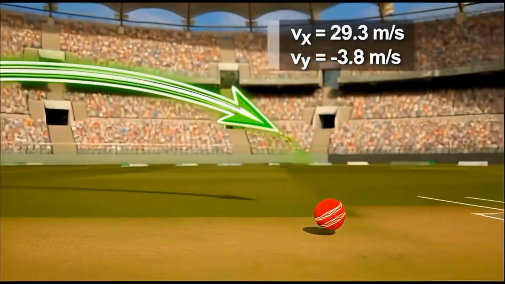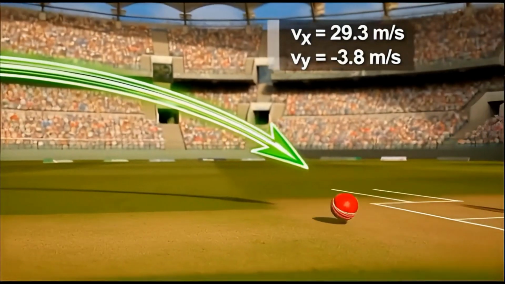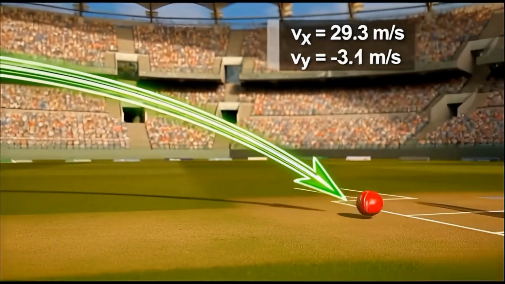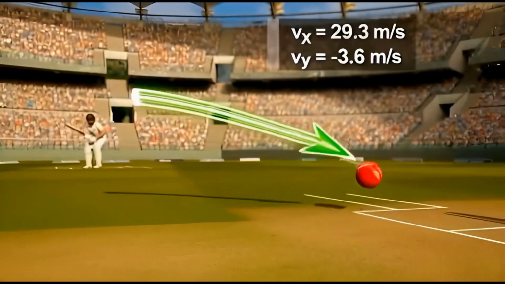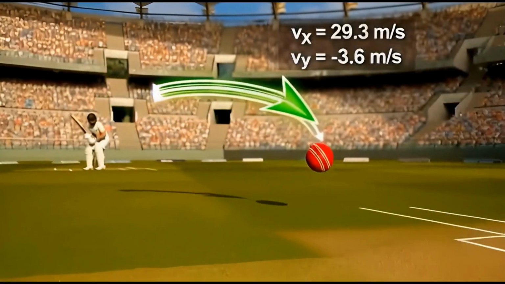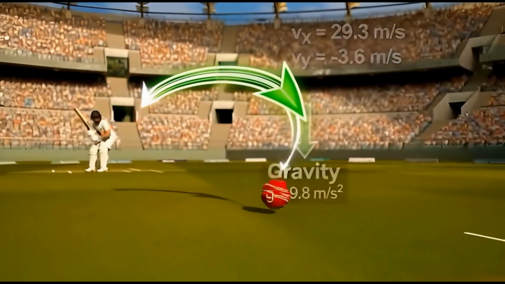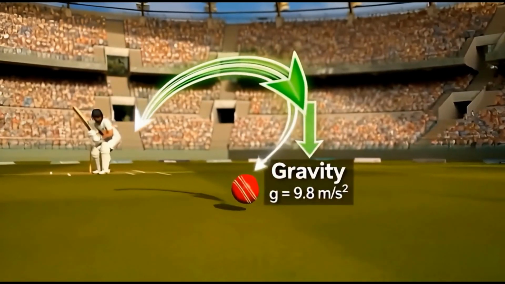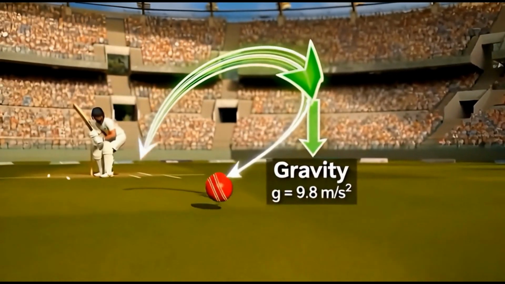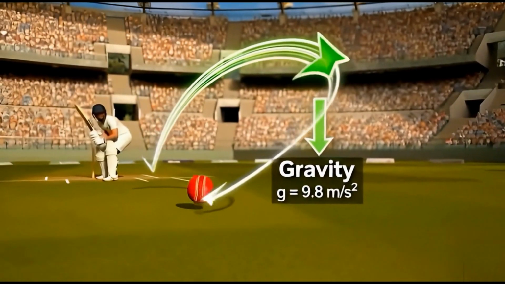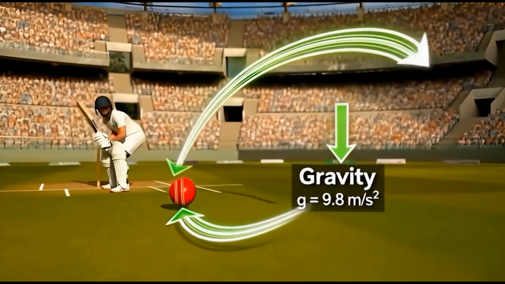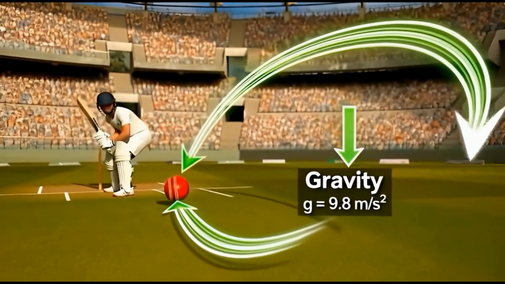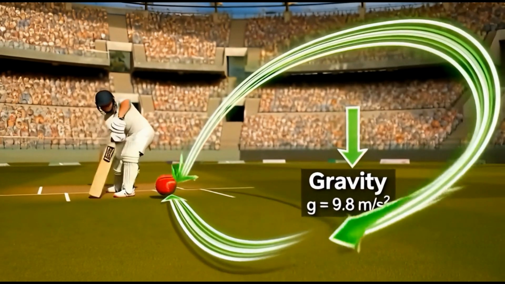While the magnitude of the velocity may vary slightly, its direction always aligns with the direction of motion at that precise moment. Throughout the entire flight, gravity acts on the ball with a constant downward acceleration. This gravitational force gradually reduces the upward component of the ball's velocity while leaving the horizontal component largely unchanged. Because of this continuous downward acceleration, the ball's path bends smoothly toward the ground.